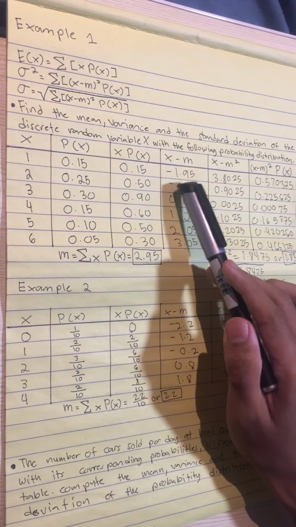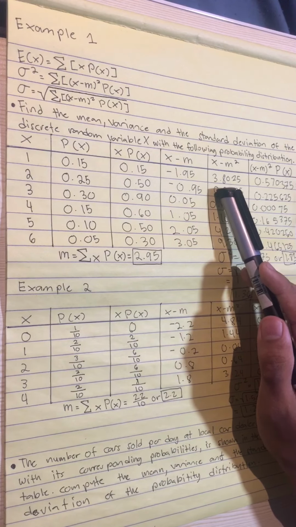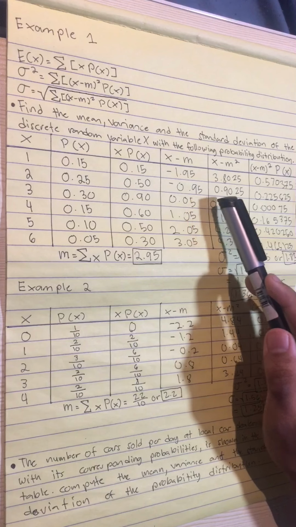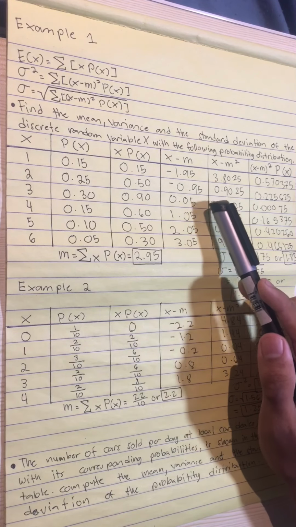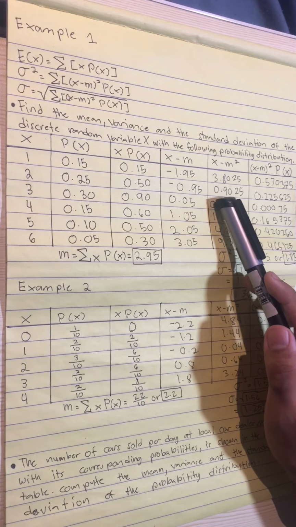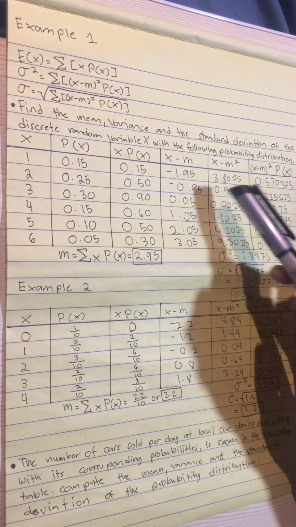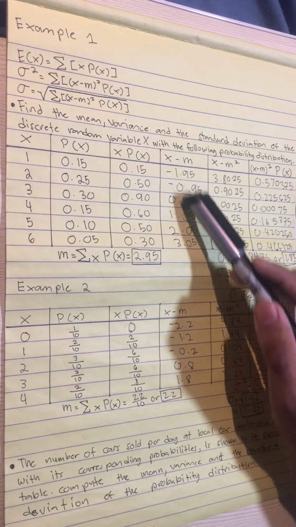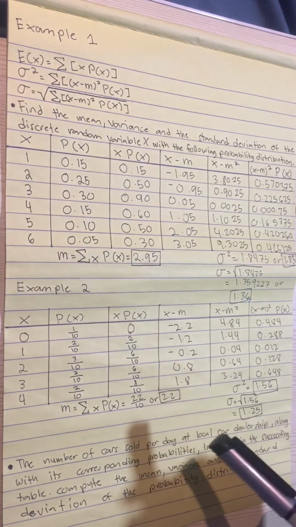So negative 1.95 squared is 3.8025. Negative 0.95 squared is equal to 0.9025. So just square each value in this column, and you will get this.